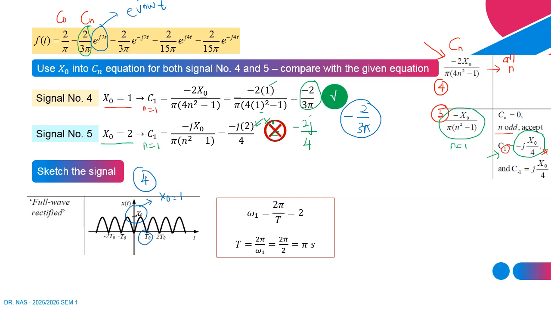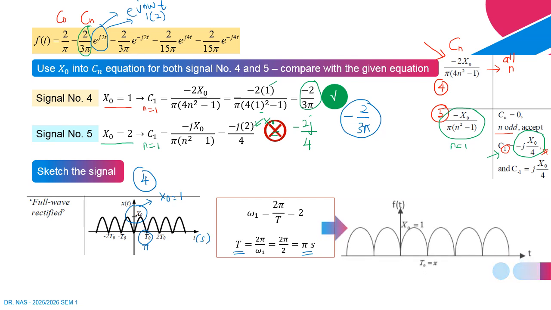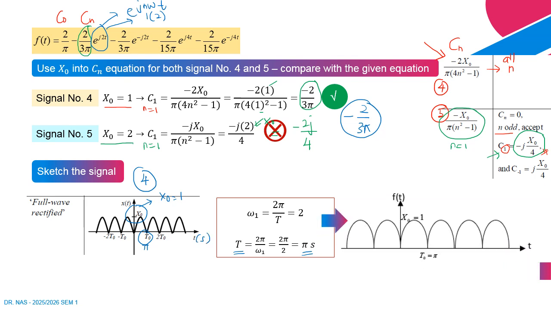So your omega 1 equals 2. Here your n equals 1, so your omega equals 2. From this omega you can calculate your t, which is equal to pi seconds. Then you can sketch your final signal. It is a full wave rectified signal. Replace x0 with the value equal to 1 and t0 equal to pi, and the unit is seconds.